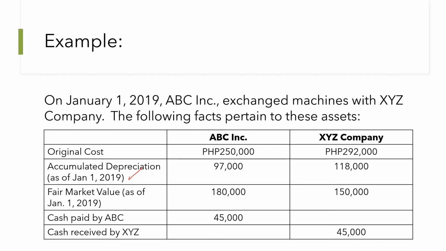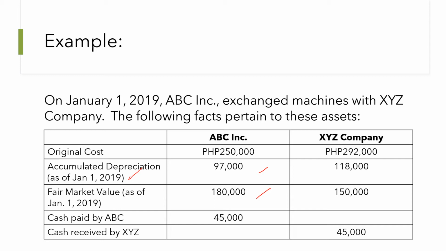What if the exchange happens on July 1? Then, you need to update the depreciation expense so that your accumulated depreciation or your book value is also updated as of that date. For simplicity, I made it January 1. So, January 1, 2019, your accumulated depreciation is 97,000. As of that date, the fair market value is 180. Now, cash paid by ABC, 45,000. Meaning, ABC paid cash to XYZ.